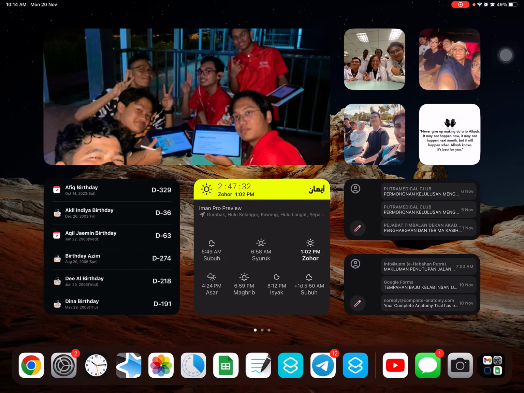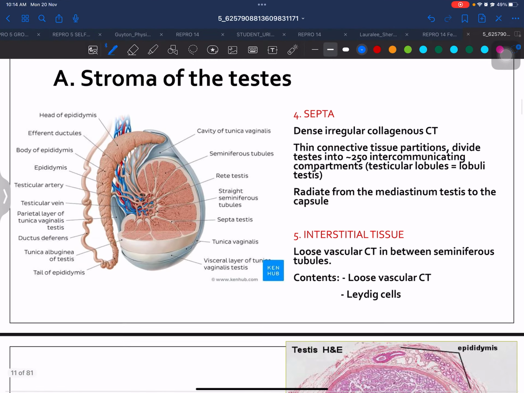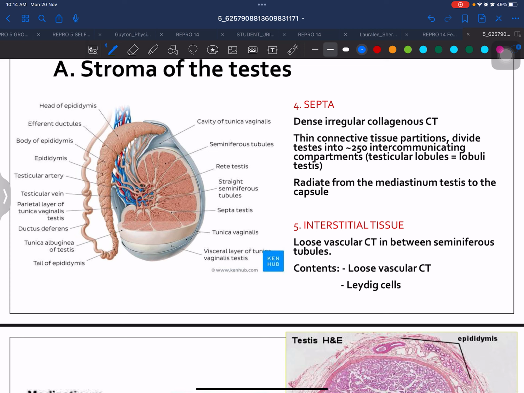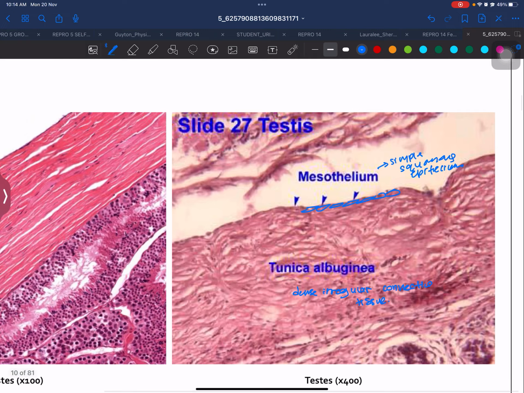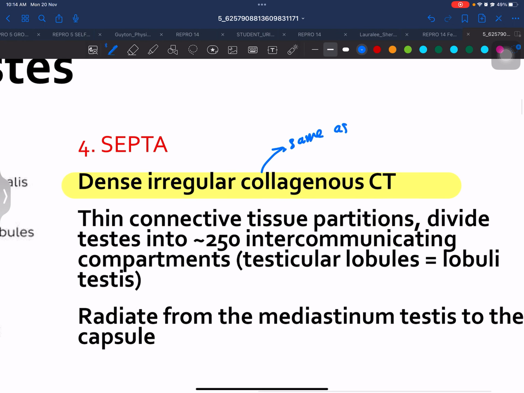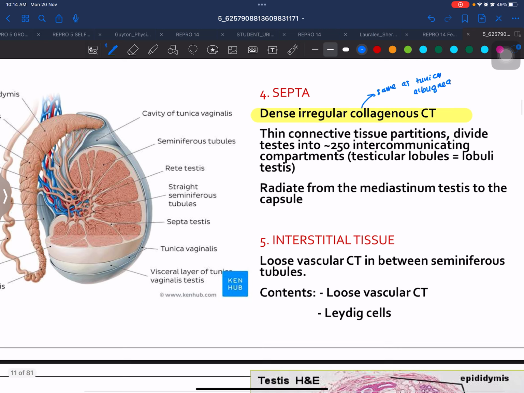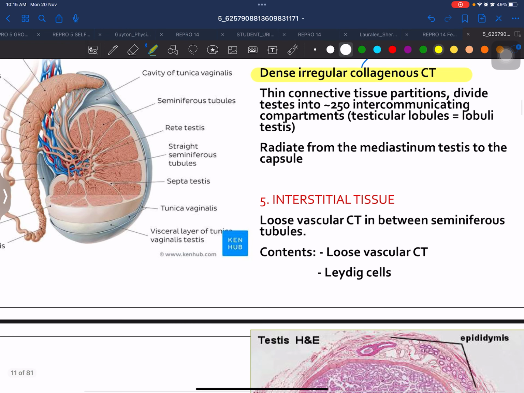Then the fourth item of stroma, the septa. These are the septa. Septa is a dense, irregular, collagenous connective tissue. This septa is a connective tissue partition which divides the testes into compartments. Later you will see, these are one compartment, one compartment. These are the collection of seminiferous tubules, one group.